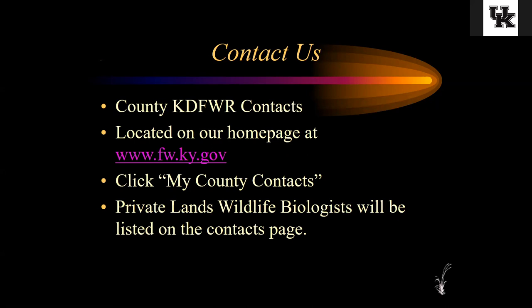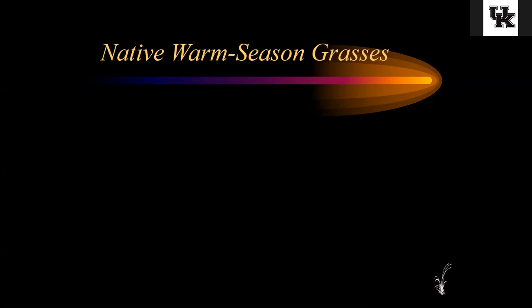So the first, probably one of the most major practices that we typically recommend are things like native warm season grasses. These are native prairie grasses that once covered a lot of Kentucky's landscape that we are trying to bring back. And the reason is because it provides critical cover for small game, for songbirds, but also for deer and for turkey. Very good cover. These are cover plantings. I'm going to talk about food in just a minute. But this is a great way to bring back, you know, part of a natural ecosystem that we had at one time. And I'm going to go through this just a little bit.